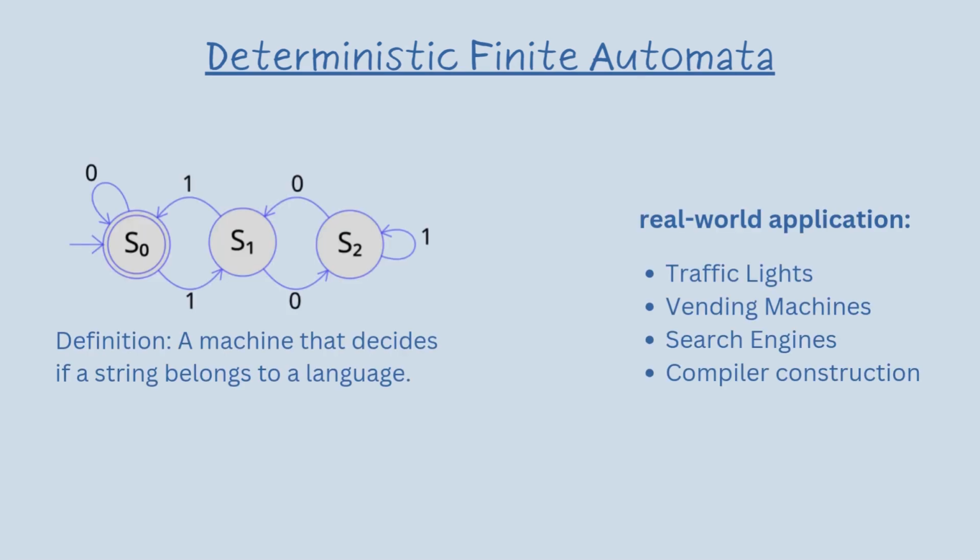Okay, so simply, a deterministic finite automaton is essentially just a machine that determines if a given string belongs to a specific language. Simply, it helps us decide whether or not a particular sequence of inputs follows a predefined set of rules.